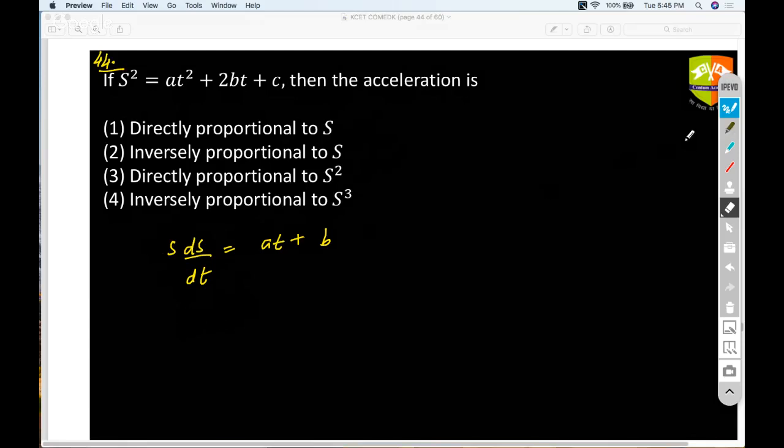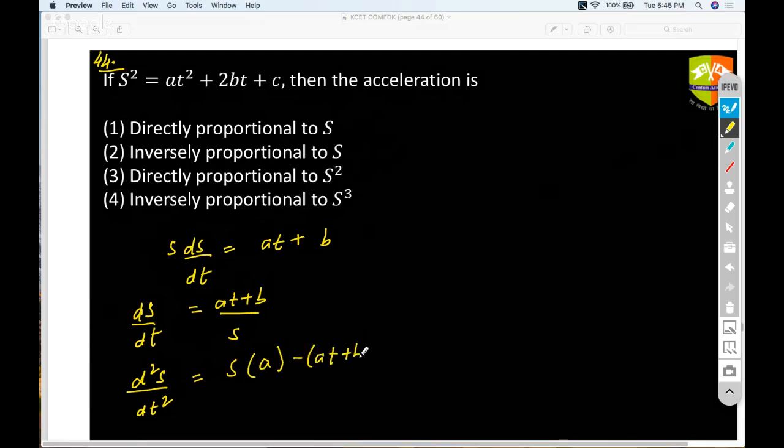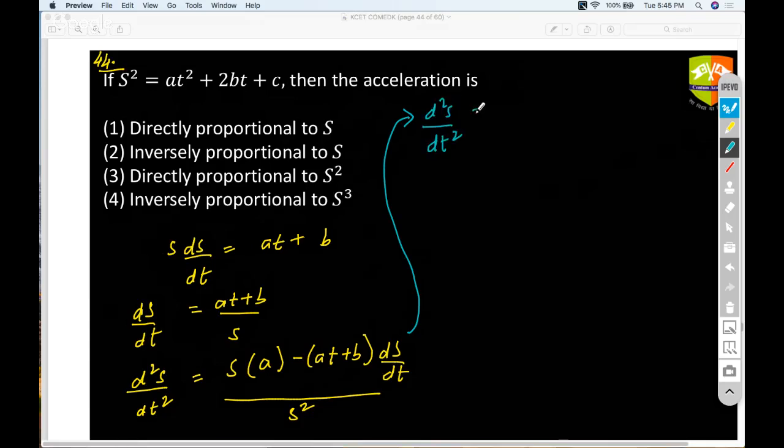So ds by dt is going to be (at plus b) by s. Let's find the double derivative of s with respect to t, and that would be (s times a minus (at plus b) ds by dt) divided by s square, right? Now ds by dt itself is (at plus b) by s.